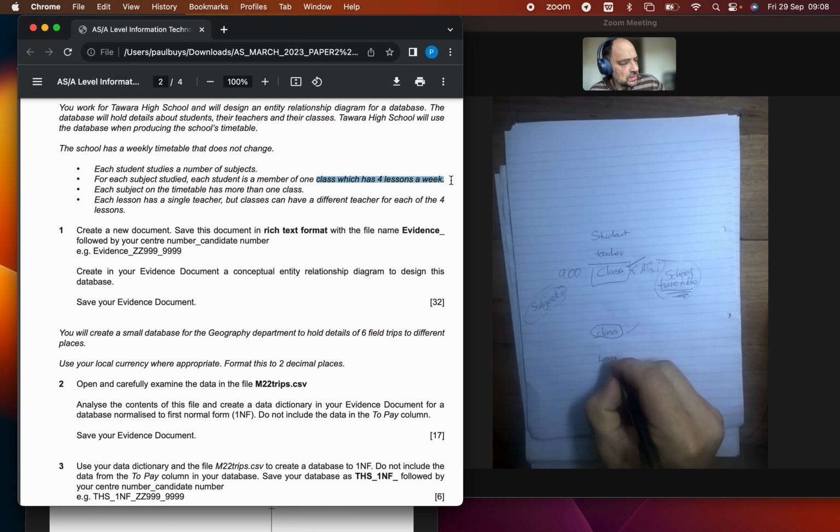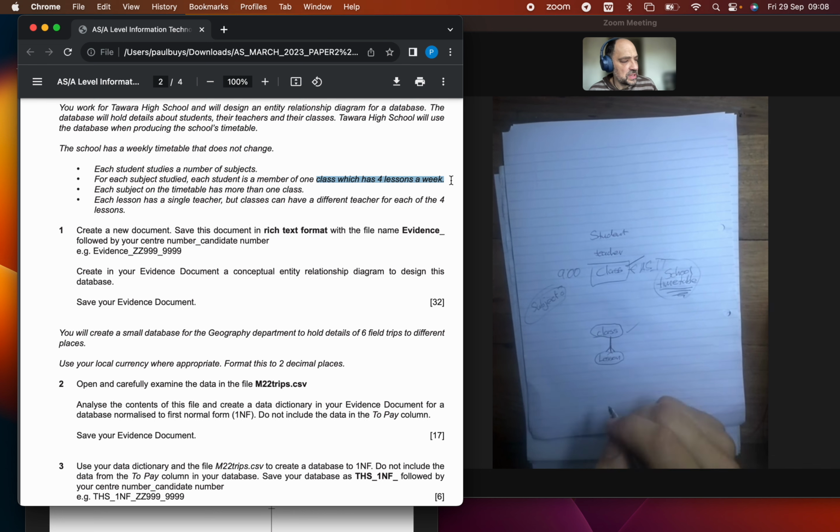Lesson. And it's 4 a week, so we've got this type of connection. Now, how would the lesson connect to the class? Can we figure that out from this? Each student is a member of a class. So this class will have one student in, and there'll be a lesson connected to it, or one of 4 lessons through the week. And so the subject will always be the same, right? Can you see that? The subject studied.